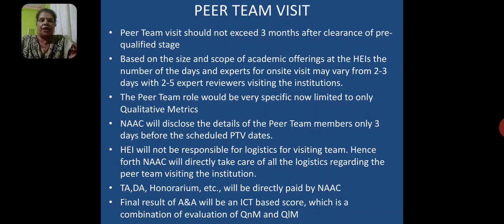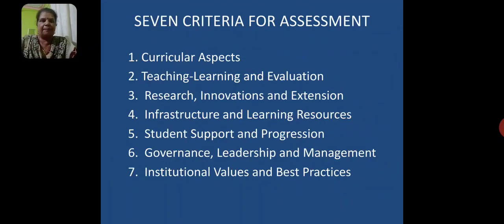The final result of A&A will be an ICT based score, which is a combination of evaluation of QNM and QLM. QNM means quantitative metrics and QLM means qualitative metrics. That is, the result of NAAC will be given based on 70% of quantitative metrics and 30% of qualitative metrics result. Both will be included.